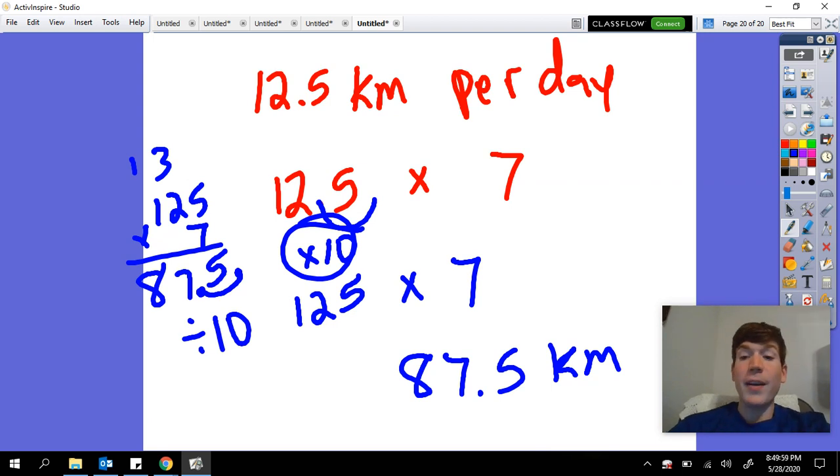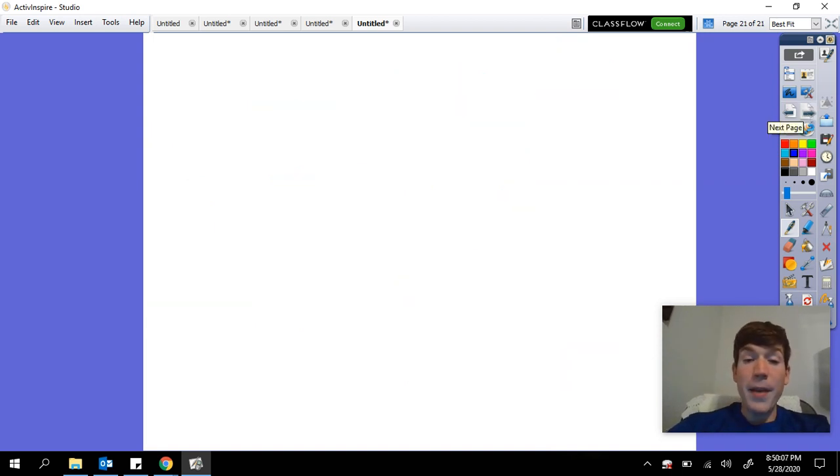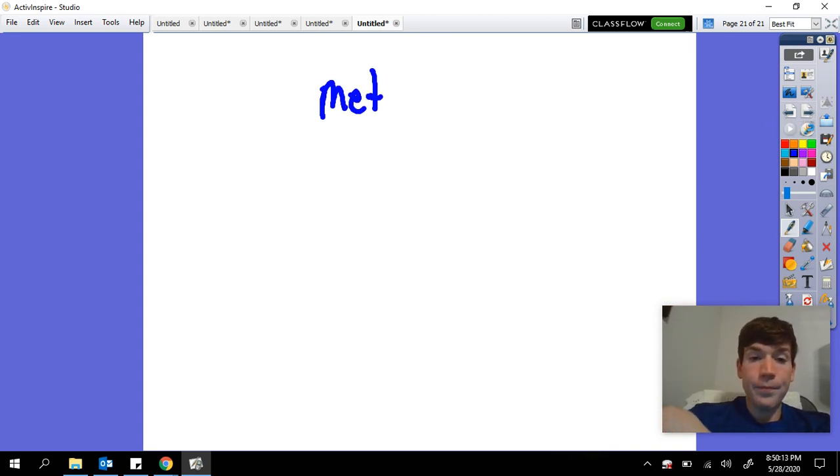Now, what I want to talk about today is converting in the metric system between kilometers and some other units of measurement. So let's talk about that a little bit. In the metric system, the base unit for length or distance is the meter. Remember, a meter is about the size of a yard. A meter is slightly bigger than a yard. We had meter sticks at school, so you have a good idea of what a meter is.